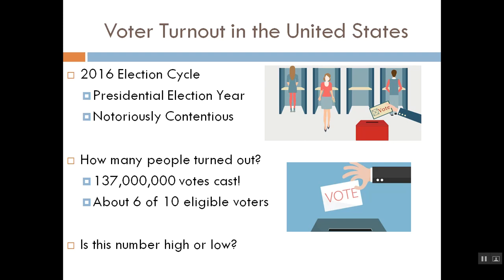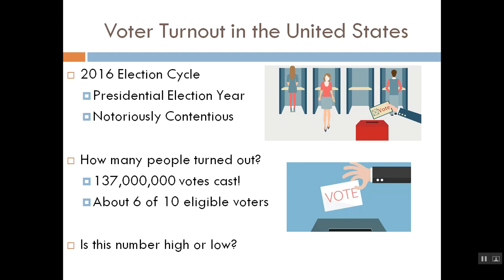In spite of this, what we're going to find is that only about 6 out of every 10 eligible voters actually cast a ballot. So what I want to ask, and I want you to think about for just a moment, you can pause the video, is whether or not this 6 out of 10 eligible voters, 137 million ballots cast, is a high or low number. Is this good turnout? Well, to answer that question, you have to think about two things. Is it high turnout compared to what? And compared to when? And the answer is that it's actually pretty good compared to most other presidential election cycles. It's not quite as high as what we got in like 2008, but it's well above average for recent presidential elections.